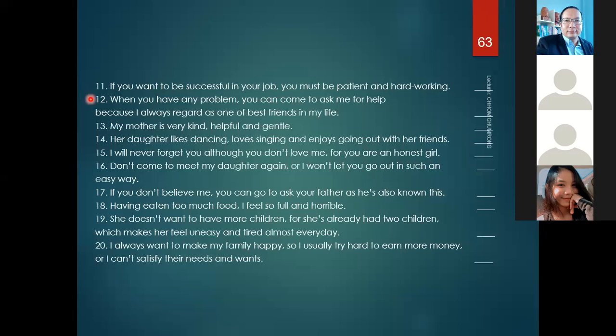Okay, when you have any problem, DC muối, you can come to ask me for help. I see muối. Because I already got us one other best friend in my life. DC 2 IC 1 complex. Okay, correct. Complex sentence. How about number 13?